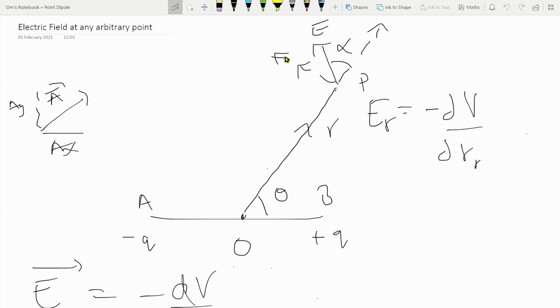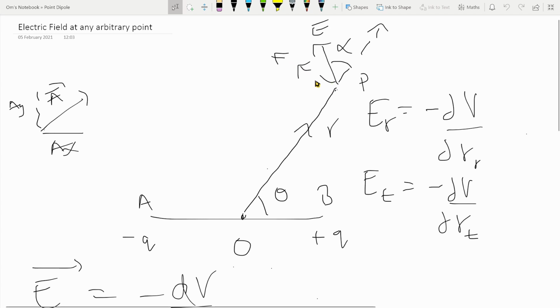And I will denote the second component by E_t, which is along the transverse direction, and this will be equal to again minus del V by del r, because that is the definition of the electric field. But in this case, del r, or you can say dr, will be along the transverse direction. So the change in length that you see, the dr change in length, will occur along this direction. And in the case of the radial line of sight, the dr change in length will occur along this direction.